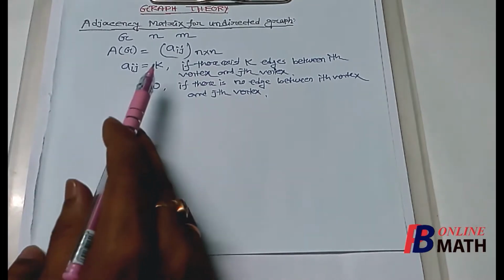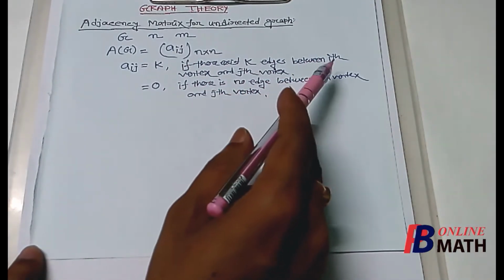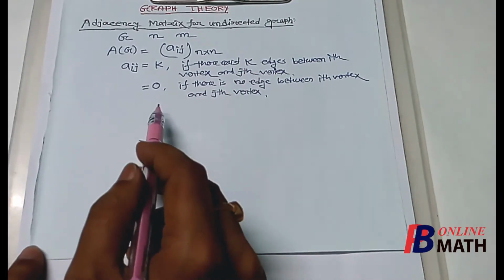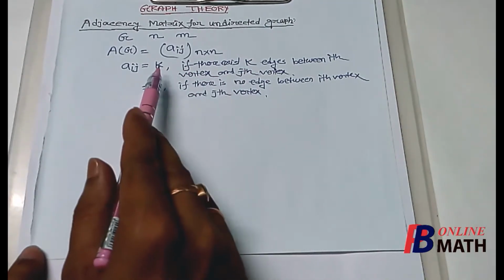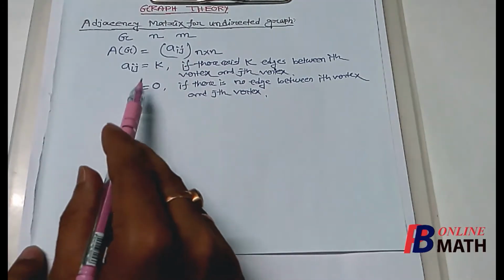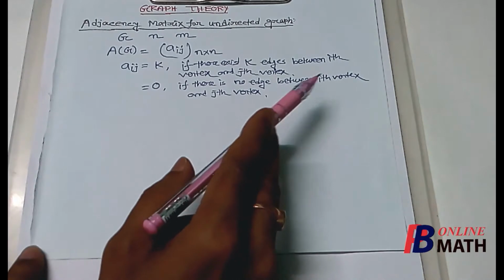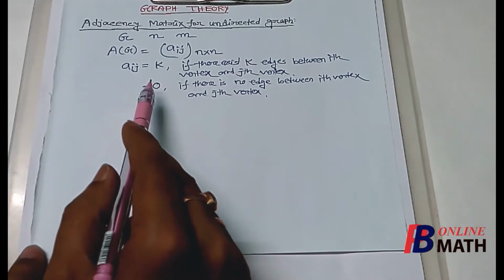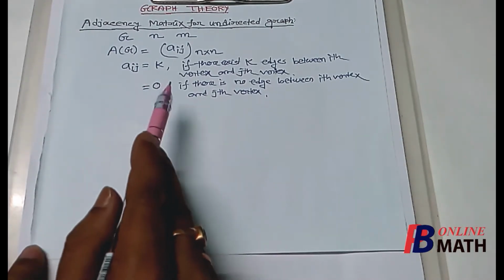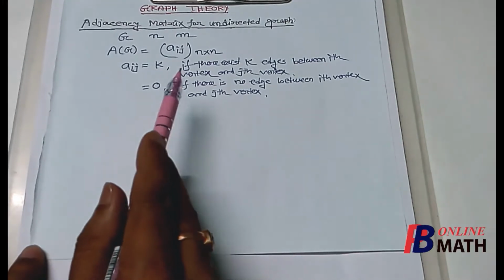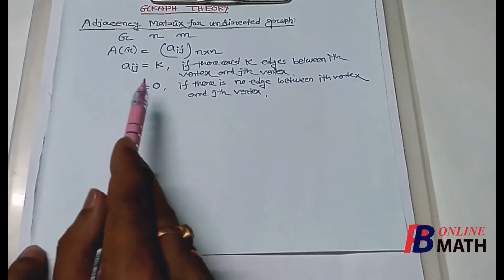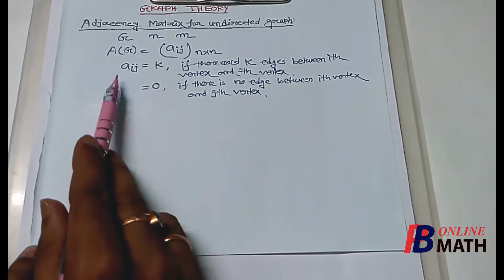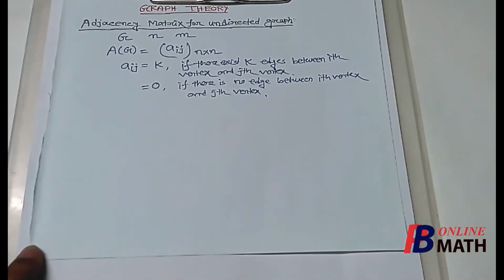So this is the definition of adjacency matrix for non-directed graph. We shall put Aij equal to k if there exist k edges between the ith vertex and the jth vertex. If there is only one edge, then we shall put 1. If there are two edges, we shall put 2. And Aij equal to 0 if there is no edge between the ith vertex and jth vertex. Now this matrix can be found if the graph contains a self loop also. If a graph contains a self loop starting from the ith vertex to ith vertex, then we shall put Aii equal to 1. Now we shall consider one non-directed graph and we shall find the adjacency matrix of that graph.